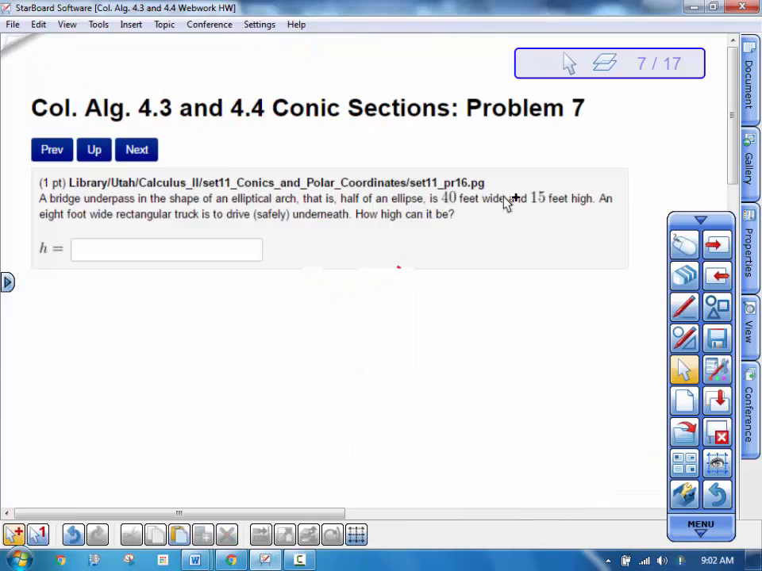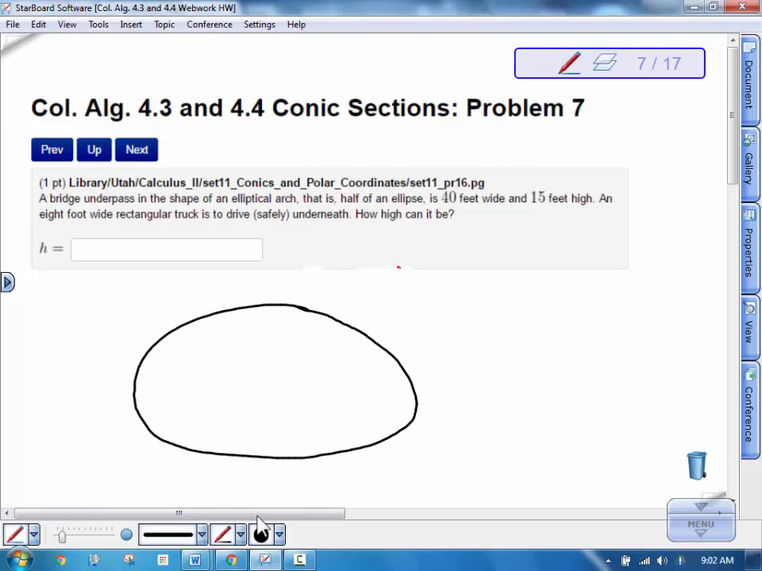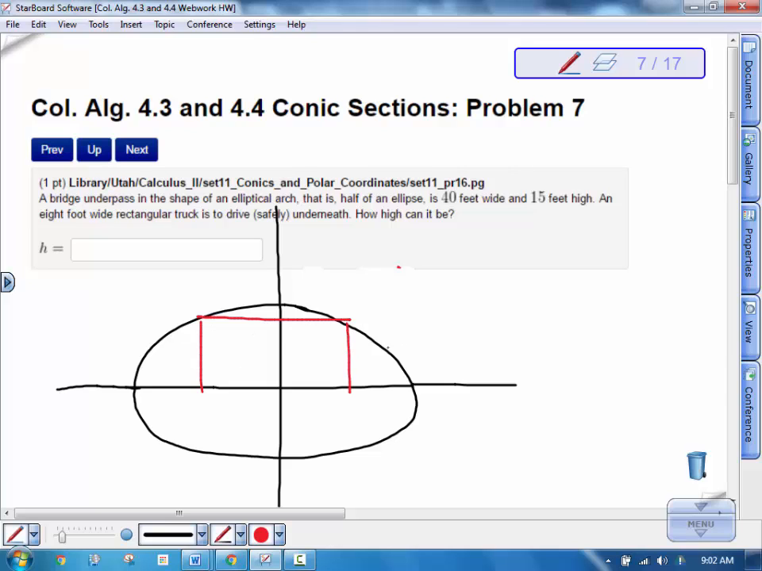Okay, next problem, problem 7, says that a bridge underpass is in the shape of an elliptical arch. So draw an ellipse, and imagine a road that goes through, and the road is basically the major axis. And it says it's 40 feet wide, so I'm going to draw another vertical axis, like the minor axis, so that I have basically an x and y axis here. Now imagine the truck driving through like this. The question is, how high is the truck?